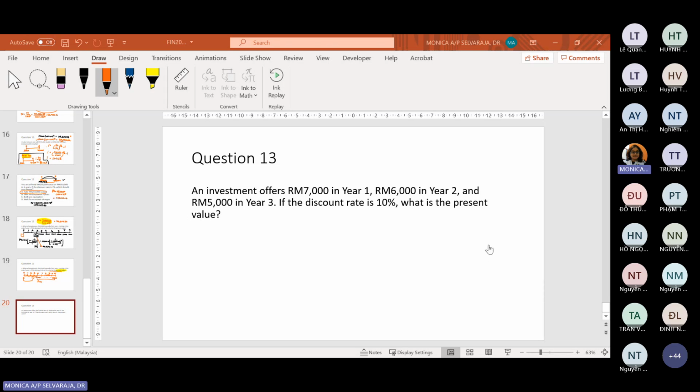In your midterm, there's no formulas given. You have to memorize all the formulas. And these formulas will not be given in midterm. Okay, so you have to memorize them. Okay.